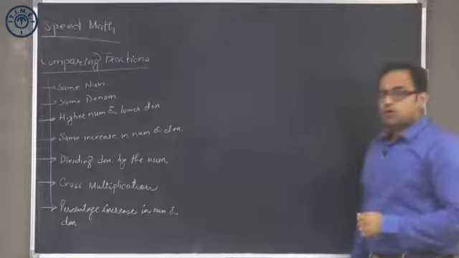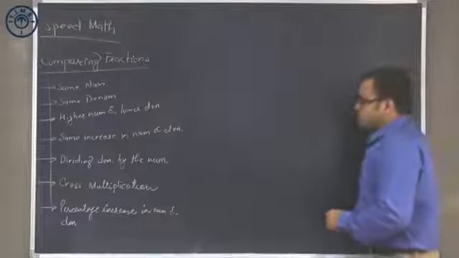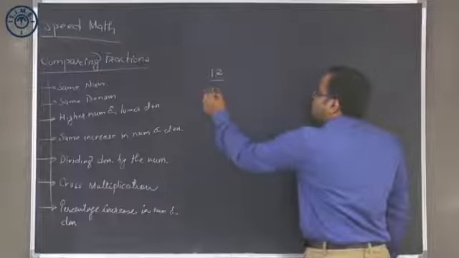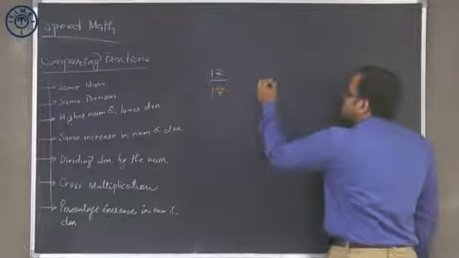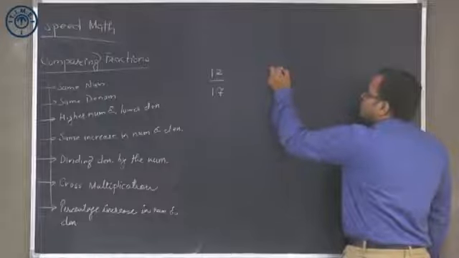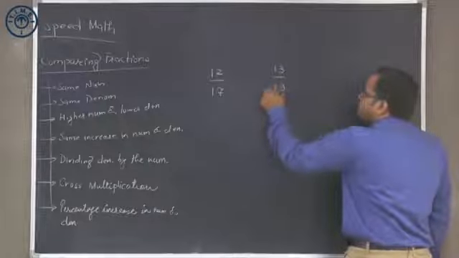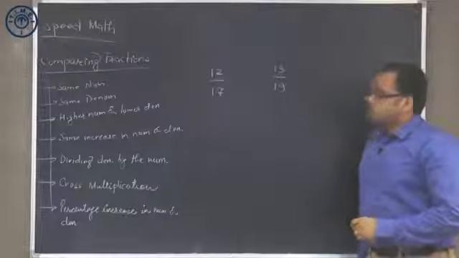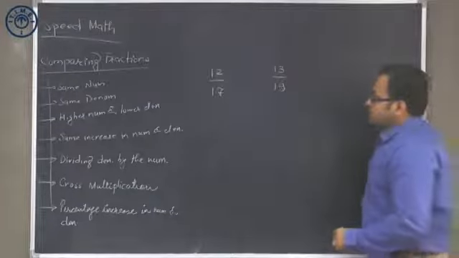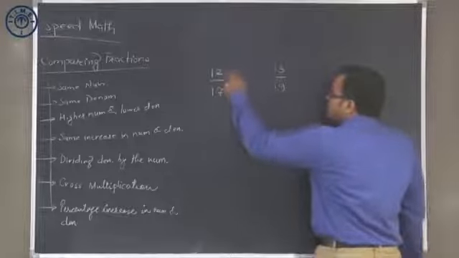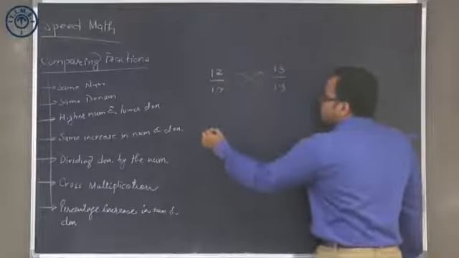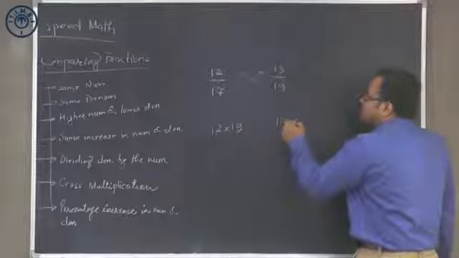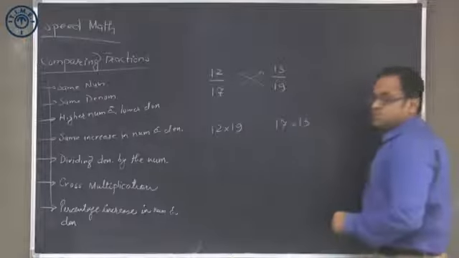Next, let's talk about cross multiplication. Let us say I have to compare 12 upon 17 with 13 upon 19. For comparing 12 upon 17 with 13 upon 19, what we can do is we can very simply cross multiply these numbers. If I cross multiply, I will get 12 into 19 on this side and 17 into 13 on this side.